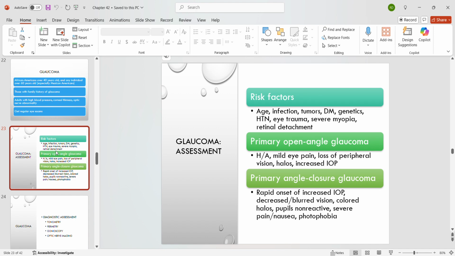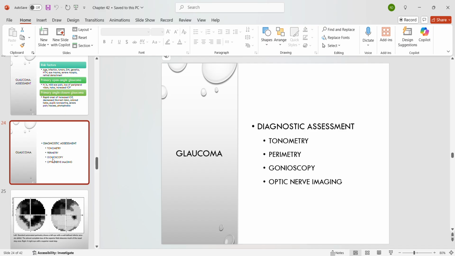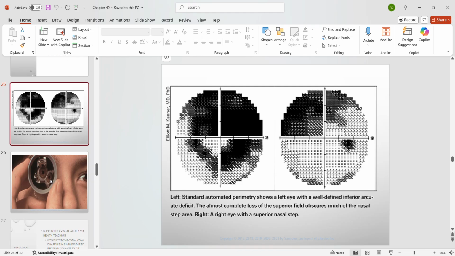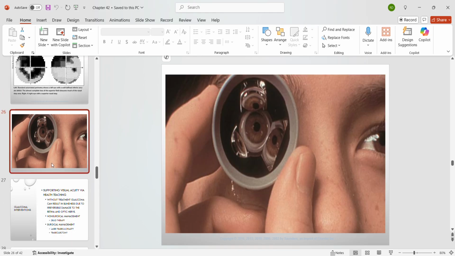Okay, so then it just goes back into talking about what we already talked about, all the different types of glaucoma. We've talked about most of these tests here. Just showing you a couple pictures of the test.